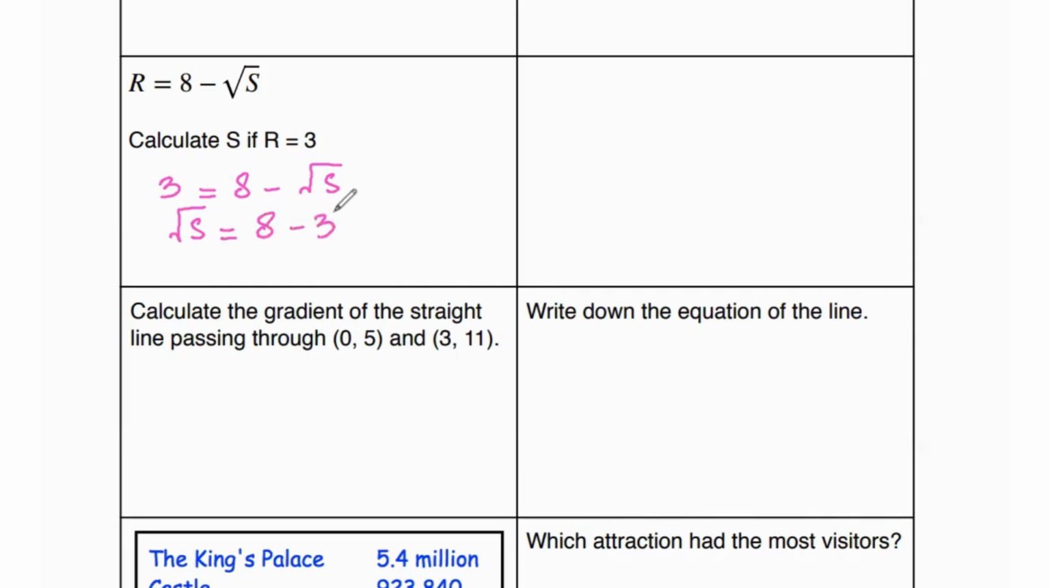Now the reason why I swapped 3 with root of s is because I always prefer to make the variable that we have to define the value of, or make the subject, to be positive. So in order to make s positive, I just swapped s with 3, and now we have a positive root s and the 3 is negative. So root s equals 5, and to get rid of the root, we square both sides. So s equals 25. That is your final answer.